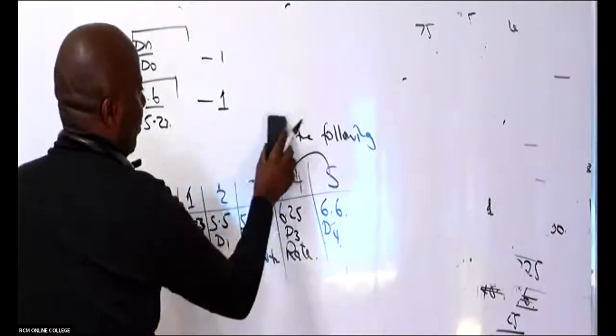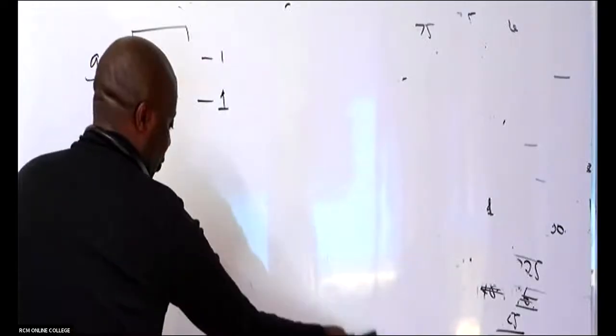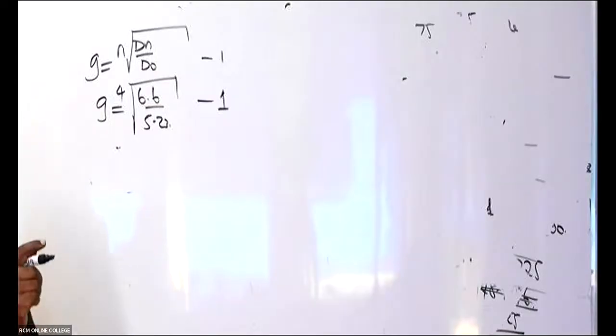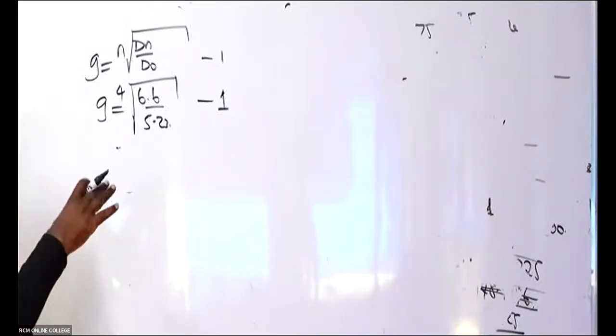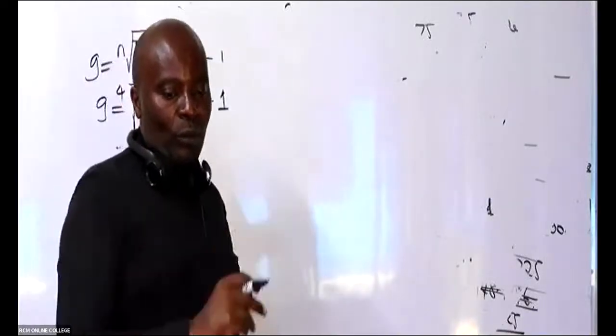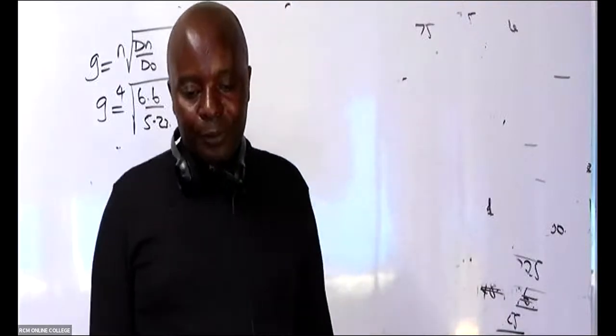So is there anybody who is able to give me this growth rate? Yeah, you can also decide to use n minus 1, so say 5 minus 1. But the better approach, regardless of the method you use, remember, this will be 4, not 5.